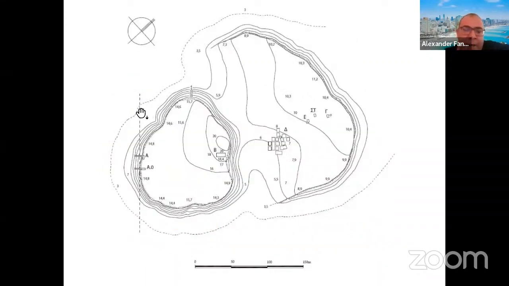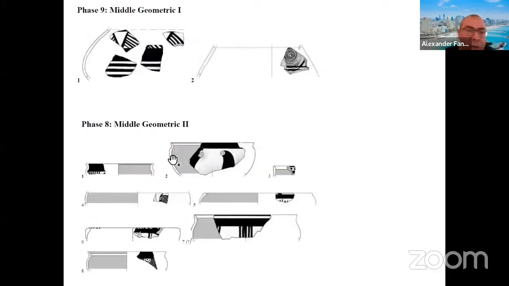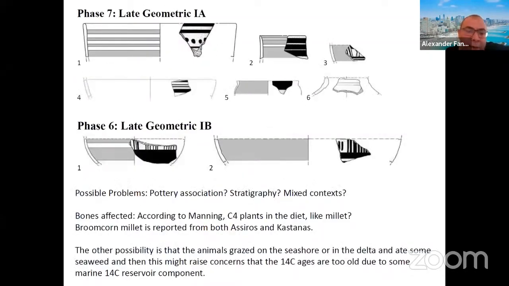It comes here. The radiocarbon dates, they come from here. They come from the section AO. And once we try to plot the sherds reported by Stefanos in his own report associated with the levels which were tested by radiocarbon, we see that for late protogeometric phase 11, we have one piece. For early geometric from this section, we have a few pieces. For middle geometric, we have a few pieces. Middle geometric 2, we have a few pieces. So what might be a problem here? I don't know. Problem, pottery association, I don't think so. Stratigraphy, don't know. Mixed context, no idea.